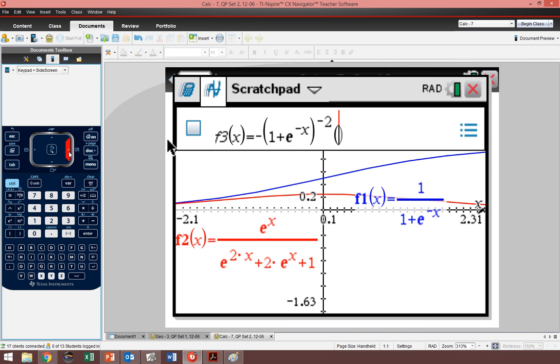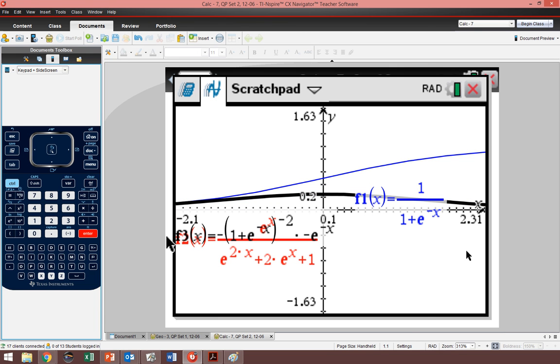And then over, what was this one? Negative e to the negative x. Close that. Is that it right there? What is this one supposed to match? The second derivative. It should match the red line, right? Yeah. So if I hit enter, oh my gosh.